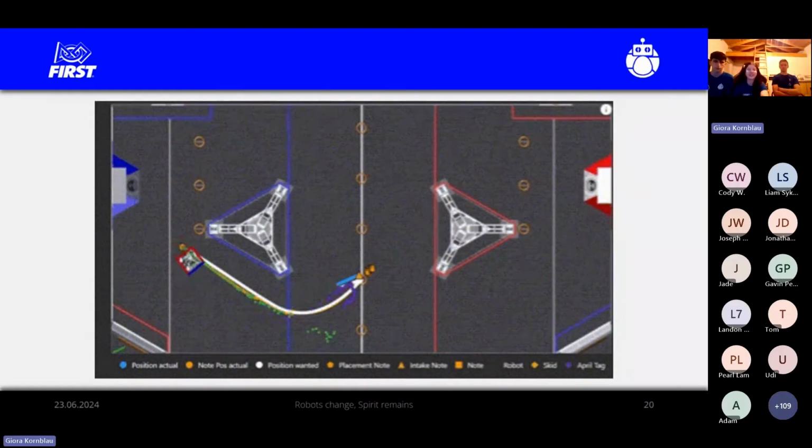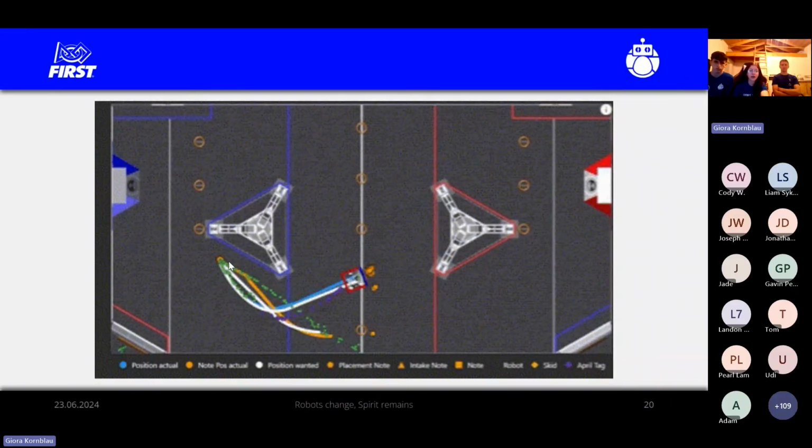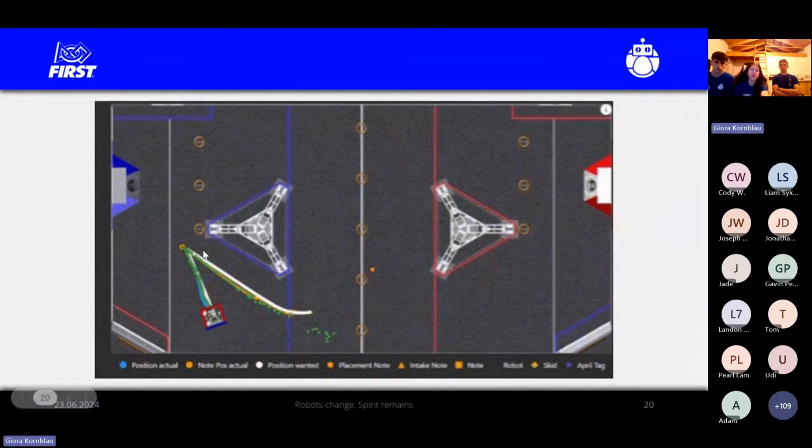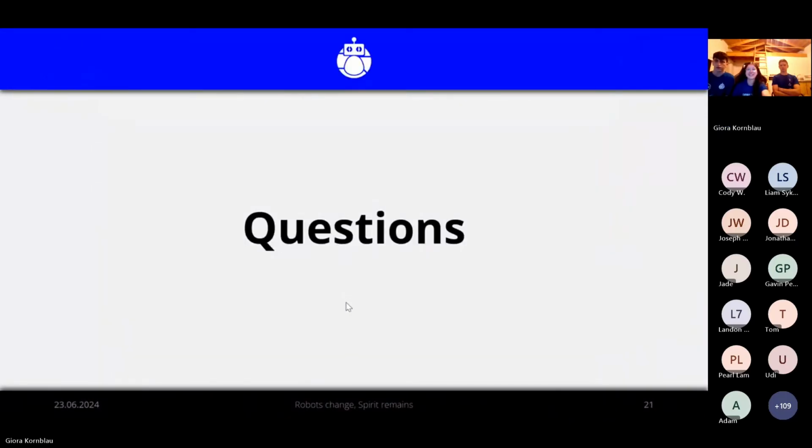So you can see all the notes and there's an orange part over here. I hope you can see my mouse. That's not a note, that's when we are shooting. So that was it for the PoseTracker part.